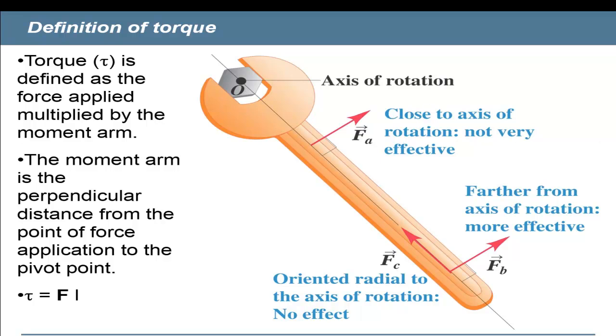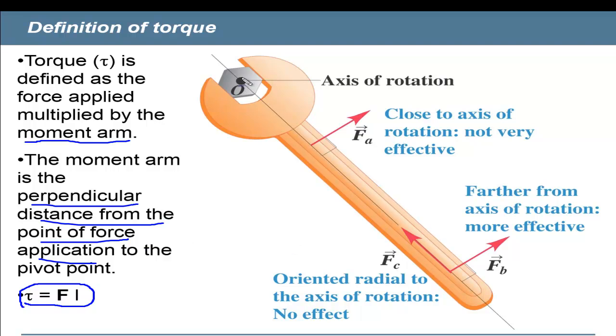So what do we mean by this moment arm that we were talking about earlier for defining the torque? We said that the torque is defined as the force applied multiplied by the moment arm, which we put in the equation on the previous slide. Torque is a force times this moment arm L. And we said the moment arm is the perpendicular distance from the point of force application to the pivot point. So we need to know where it's going to rotate, and basically the moment arm is the distance to the force.